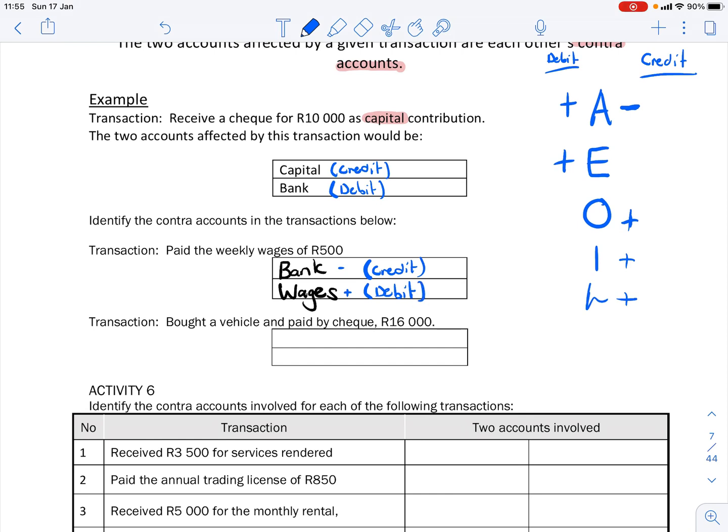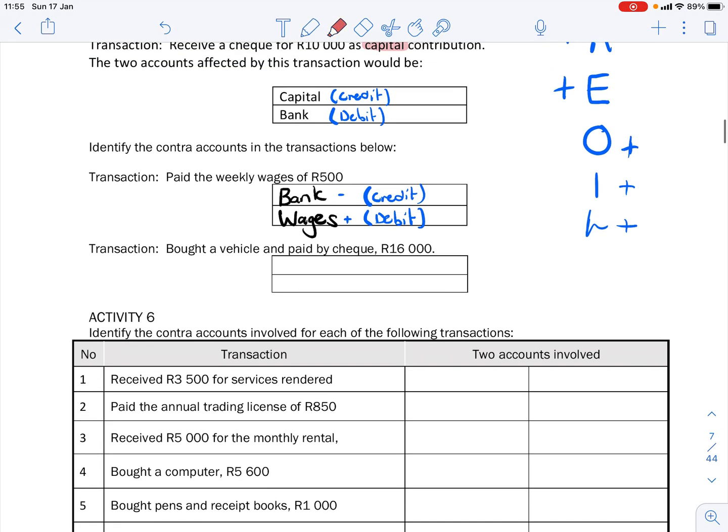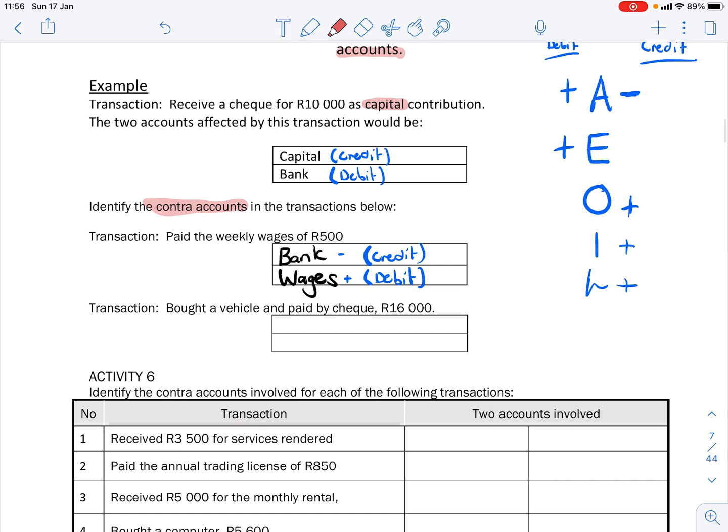So this activity's focus is on getting and understanding your contra accounts. I've just progressed that a little bit to show what would happen in our accounting equation. What is debited and what is credited?